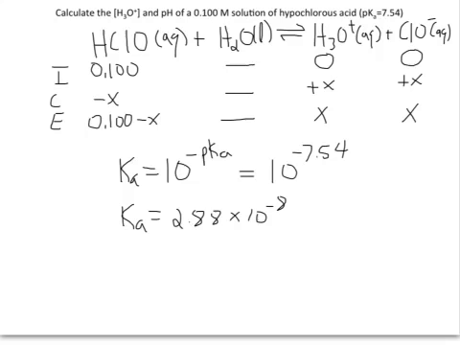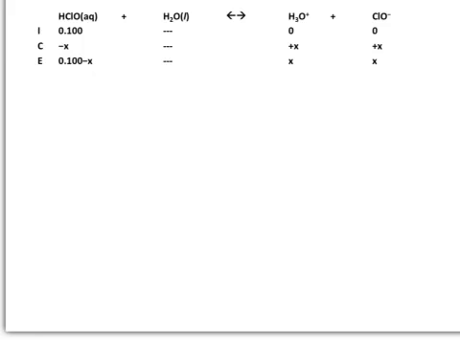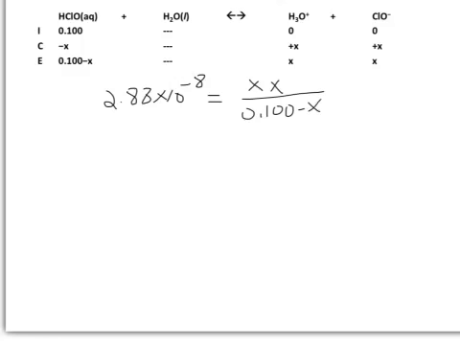On the next slide, I'll plug this into my equilibrium constant expression. At the top, I've typed up the ice table that we made on the previous slide. When I plug everything in, I have that the Ka, 2.88 times 10 to the minus 8, is equal to the concentration of H3O+ to the first power, times the concentration of ClO minus to the first power, over 0.100 minus x.